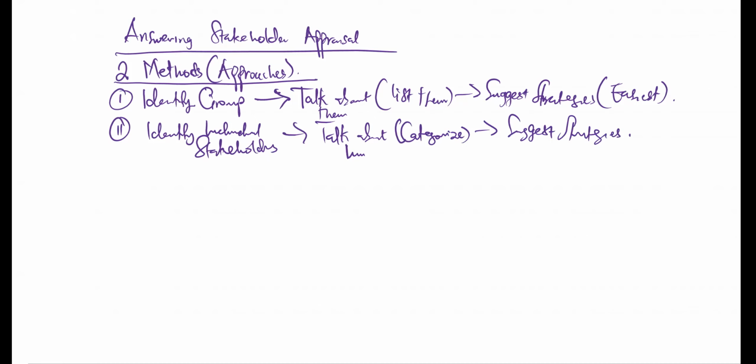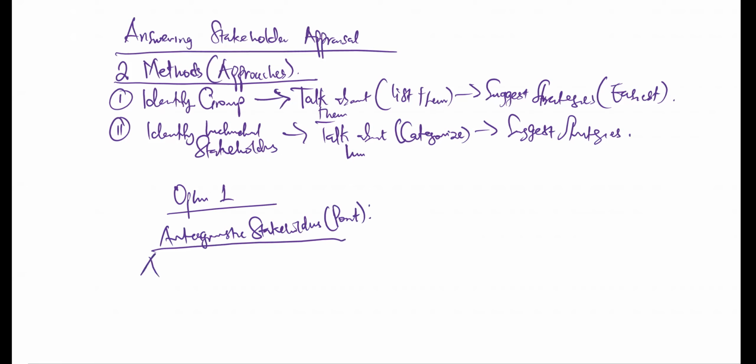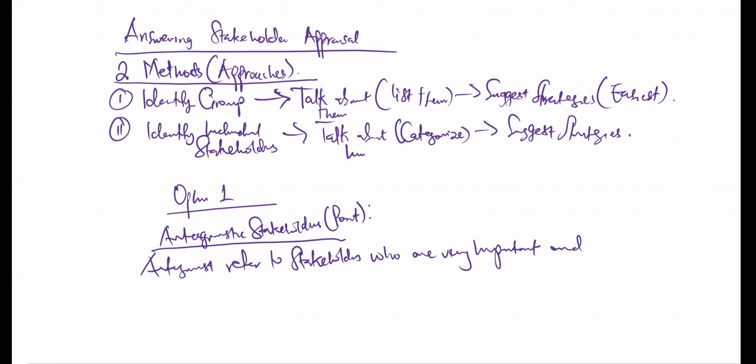Let's say we take a case. Looking at option one, this is how you're going to do it. You say, maybe, antagonistic stakeholders. When you are doing P, you are saying this is the point you want to make. Antagonistic stakeholders refer to stakeholders who are very important and highly opposing, strongly opposed to the proposed plans of the board of directors.